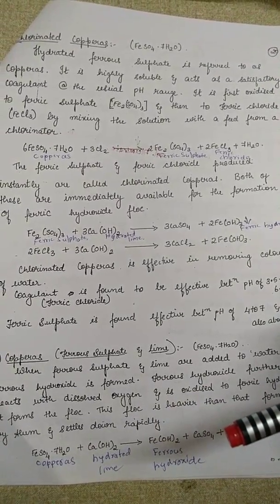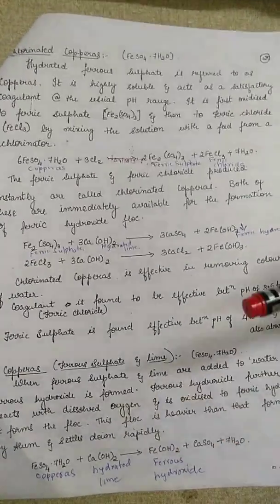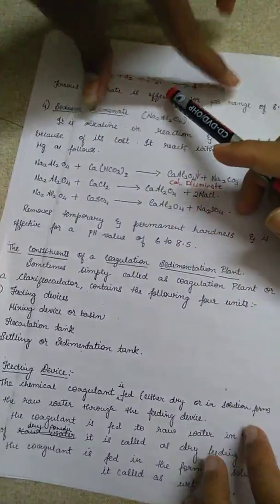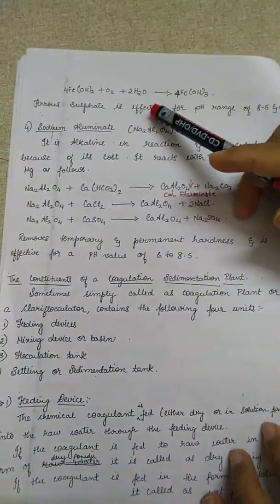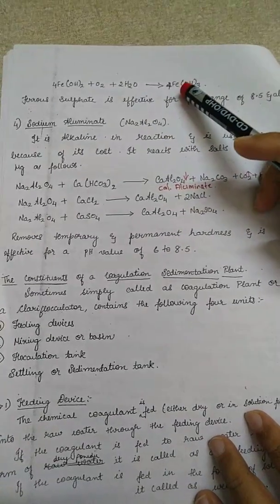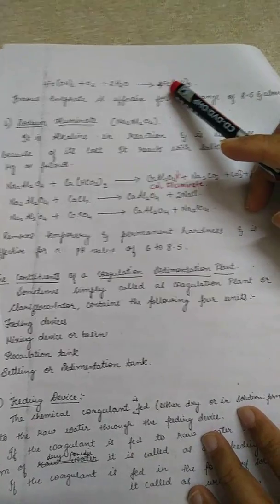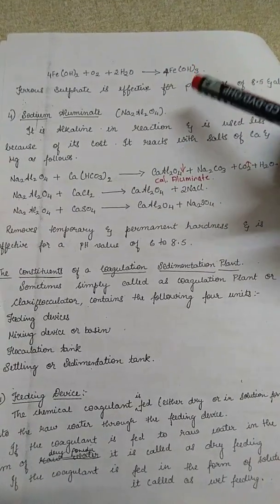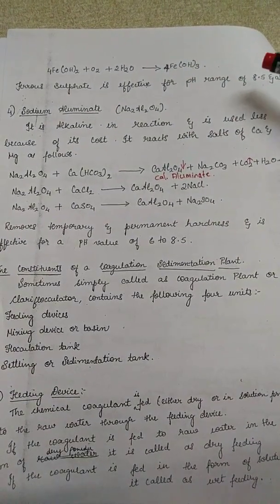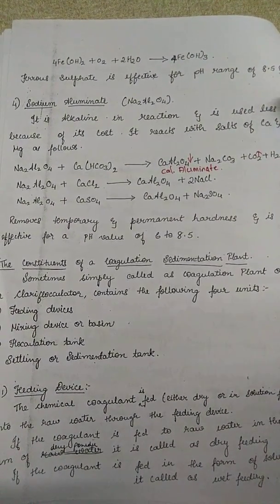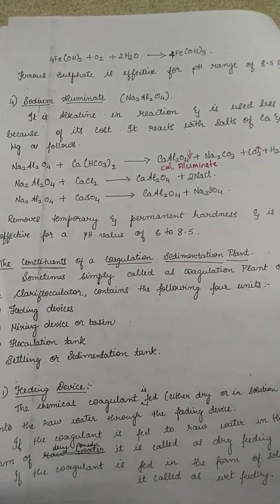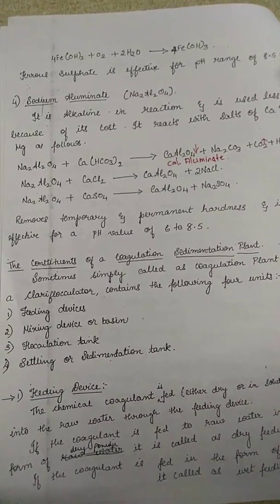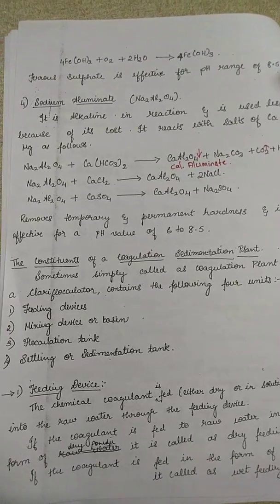And again, the ferric hydroxide formed in the earlier case is going to react with this particular water, and form the ferric hydroxide precipitate. It is going to be removed out. This is important when the pH of water is 8.5 and above. It is more suitable when the water is in the alkaline range.